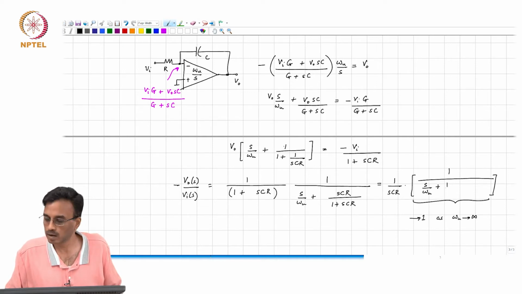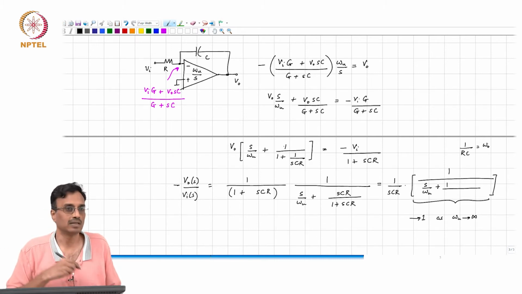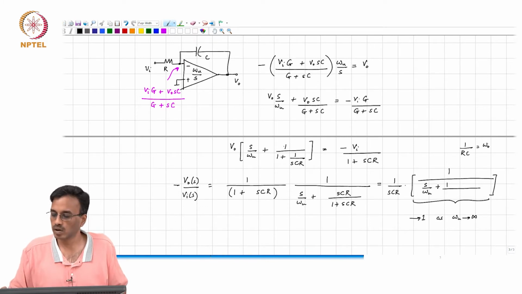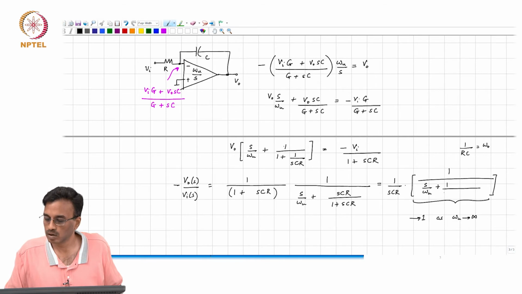Plus 1. Let's use omega u. Remember that 1 by RC is nothing but omega naught, the center frequency. So, fine, go ahead. Omega naught by omega u. Minus 1.